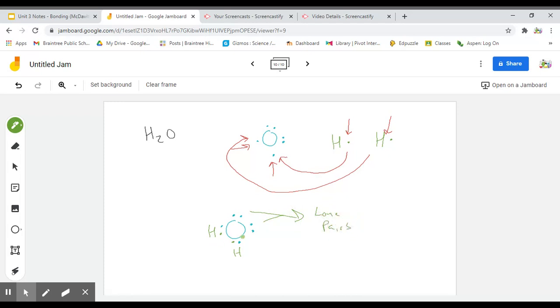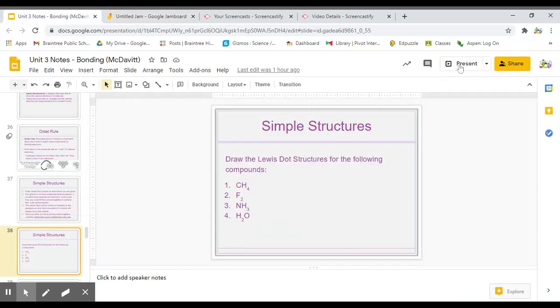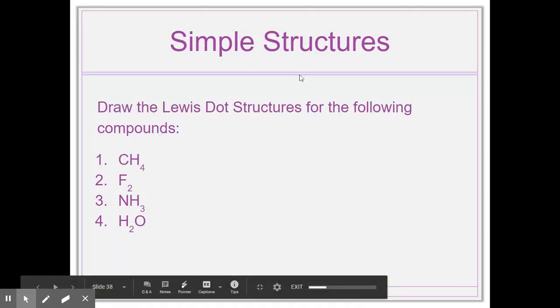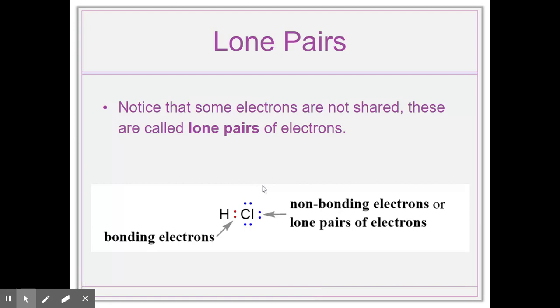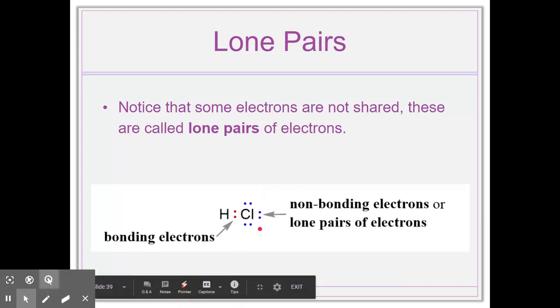So again, the oxygen is happy. It satisfies the octet rule because it has 2 lone pairs, so 4 electrons there, and it's also sharing 4 electrons, so 8 total. Just to reiterate, the electrons that are not shared are called lone pairs.